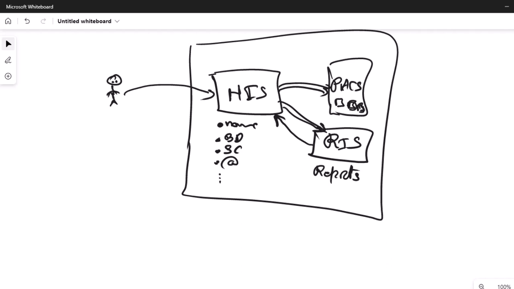Of course these reports will be sent in a text format, and text format here is managed using HL7. HL7 stands for Health Level 7, and it's a standard of communication used by clinical information systems for transferring health information. So it's like a language, a tool or a way of communication.